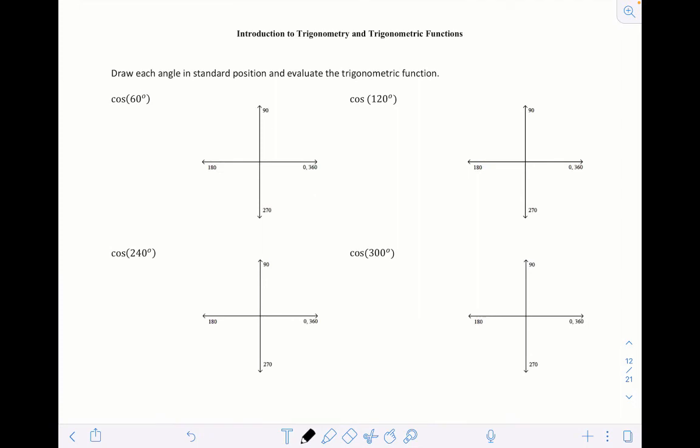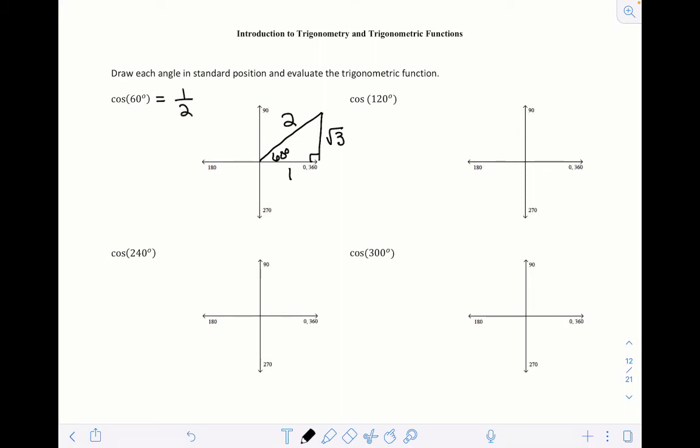Let's draw each angle in standard position and then evaluate the trig function. So 60 degrees would be here. And if I'm going to evaluate cosine, what I would do is just drop that line down and then start to create my right triangle. So across from the 60 degrees is the square root of 3. Then the adjacent side becomes 1, and then the hypotenuse is 2. So using the cosine definition of adjacent over hypotenuse, or x over r, we get 1/2.